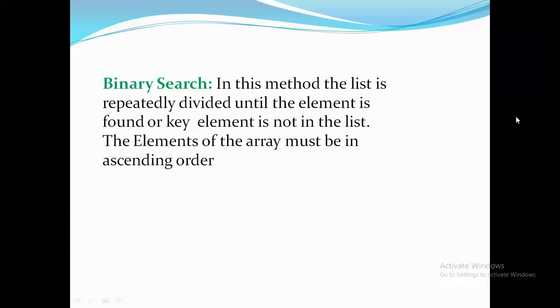We already know that there are different types of searching methods: linear search, binary search, Fibonacci search. Now we are discussing binary search. What is a binary search? How do we search for an element in a binary search? In this method, the list is divided repeatedly until the key element is found or the list is empty.